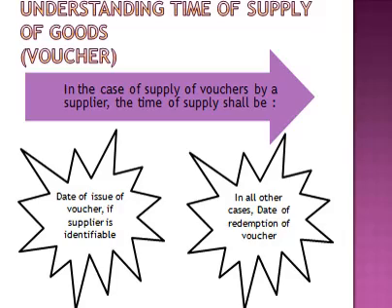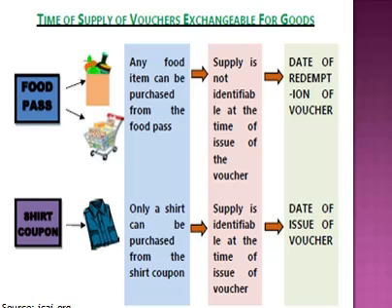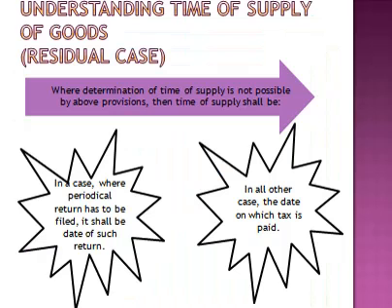So, if vouchers are supplied by a supplier, what will be the date of supply of the voucher? The first point is the date of issue of the voucher, if the supplier is identifiable. So, the date which is mentioned on the voucher will become the date of supply. In all other cases, it is the date of redemption of the voucher, where the details of the supplier are not available. So, whenever you redeem that voucher, that will become the date of supply. For the next one, again, you can refer to this example.